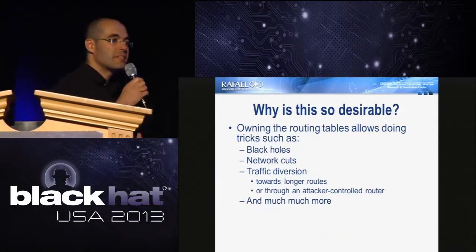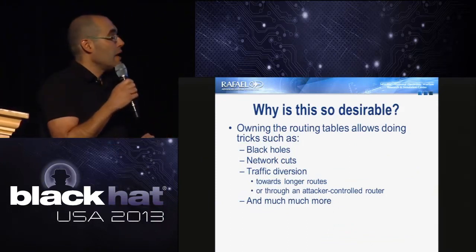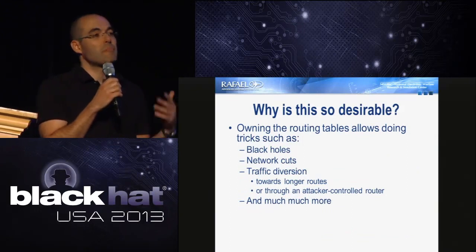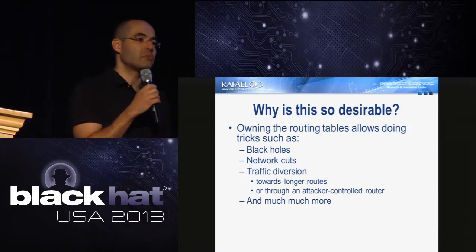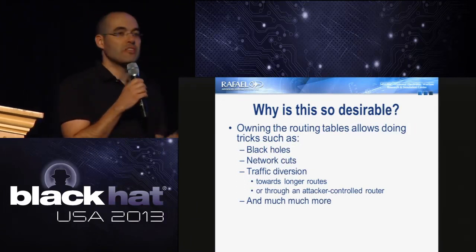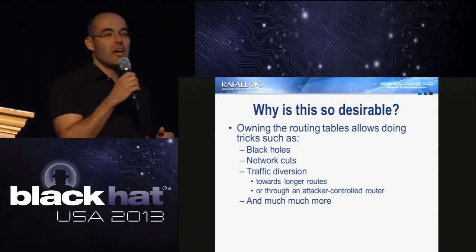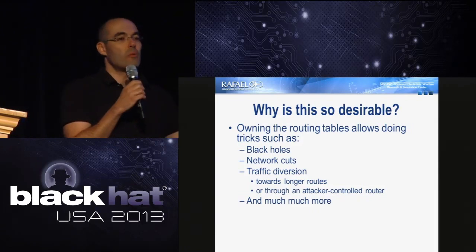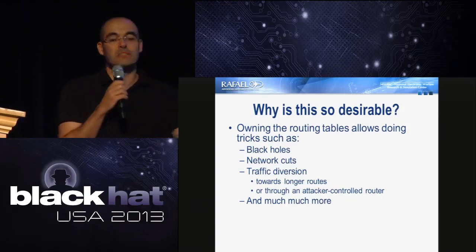So why is it so desirable to compromise or own the routing tables of other routers? If you own the routing table of another router, you can control the path a packet takes through the network. And if you can do that, you can do many nice tricks with it. For example, you can induce black holes, create network cuts, simply partition the network. You can do traffic diversion, make the packets go through longer routes in order to facilitate eavesdropping or increase the load on the network, and so on and so on.